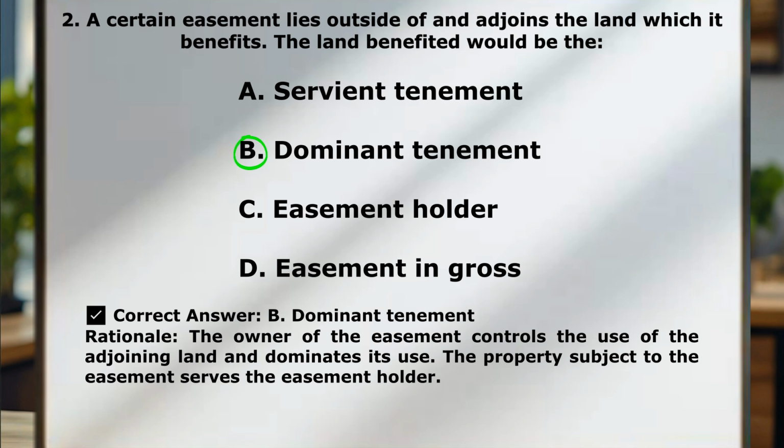So the owner of the easement controls the use of the adjoining land and dominates its use. The property subject to the easement serves the easement holder. So that would be the servient tenement. So it's really important with these types of questions that you understand the definitions. If you understand the definitions, you're going to be able to quickly identify which ones are the wrong answers and which ones are the right answers.